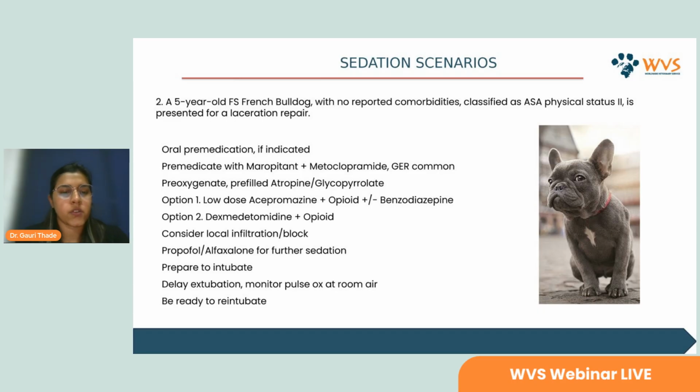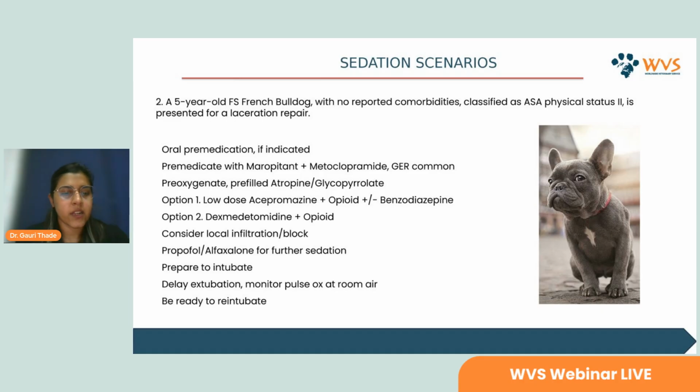Your second option would be dexmedetomidine with an opioid. You can also consider local block or an infiltration block to provide additional analgesia. If you need further sedation, you can consider propofol or alfaxalone, as these are very short duration, but you have to keep in mind that these are also respiratory depressants, so you need to be prepared to intubate.